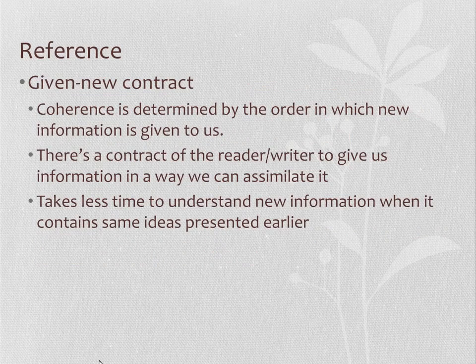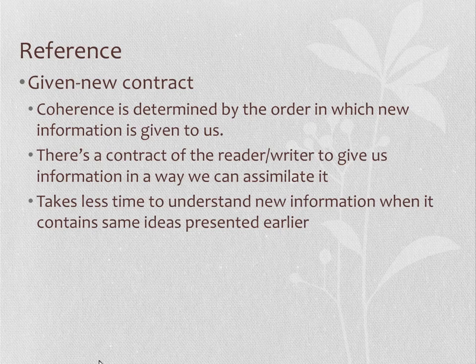Okay, so coherence is determined by the order in which the information is given to us. So this sort of new contract idea is that the reader and the writer are giving you the information in the way that we can process it. So this is what makes stories that jump around between narratives a little more confusing, because there's sort of this promise that we're going to get information in a way that is processable for us to create a picture.